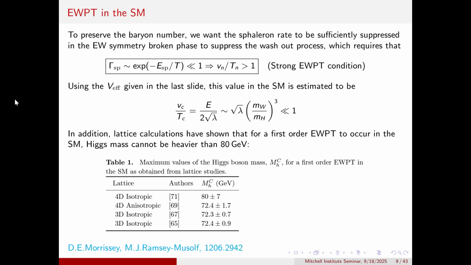Yeah, so it has to be large enough so that this term, well, I guess in an extension of the standard model, this could change.